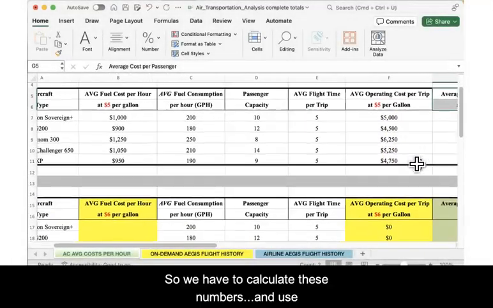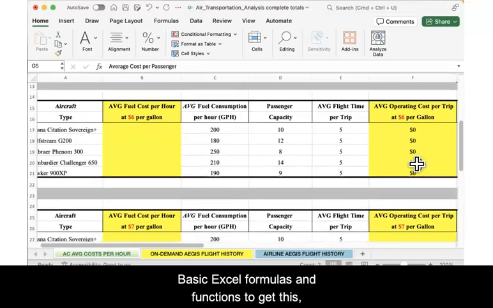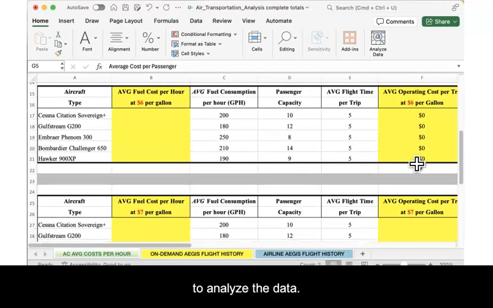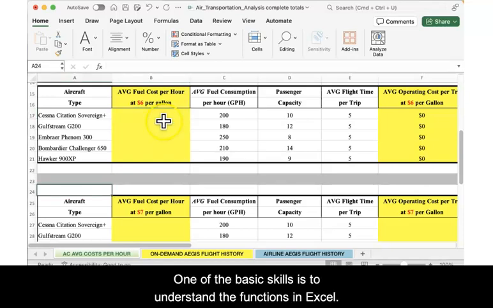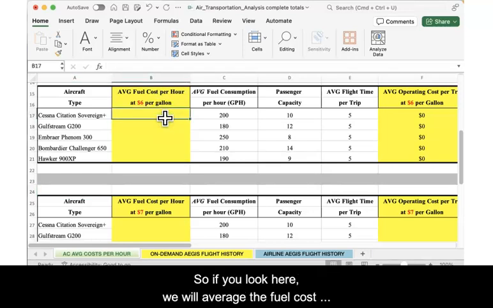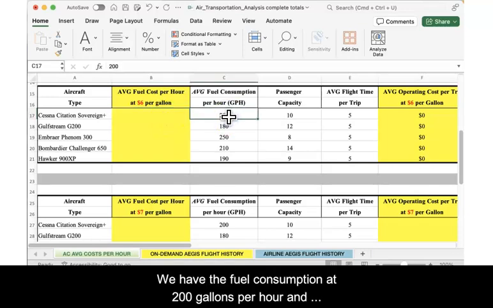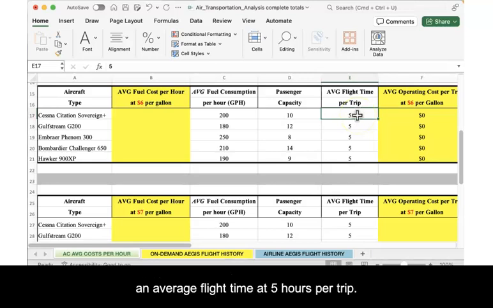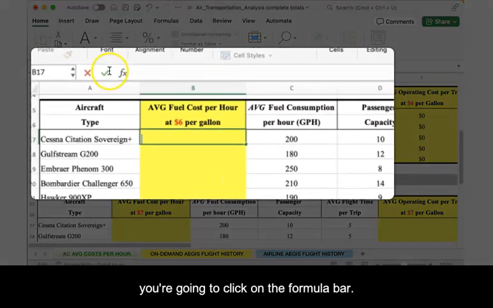So we have to calculate these numbers and use basic Excel formulas and functions to analyze the data. You'll be using this throughout your career. One of the basic skills is to understand the functions in Excel. So if you look here, we will average the fuel cost at $6 a gallon. We have the fuel consumption at 200 gallons per hour and an average flight time at 5 hours per trip. Okay, in B17, you're going to click on the formula bar.